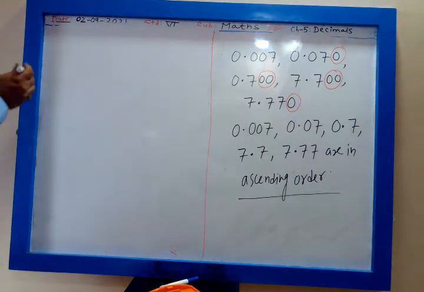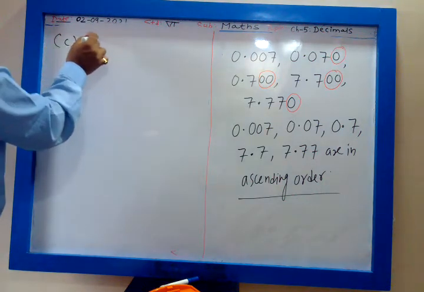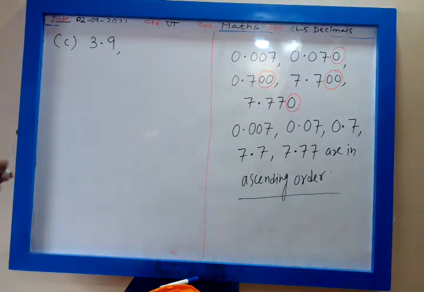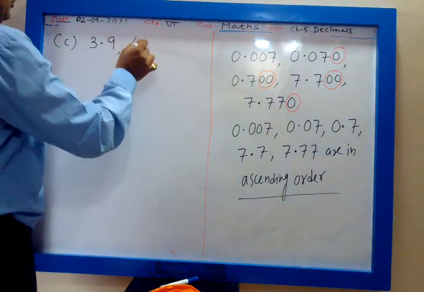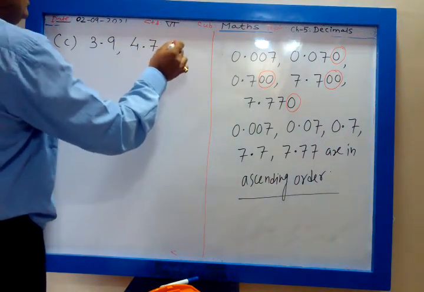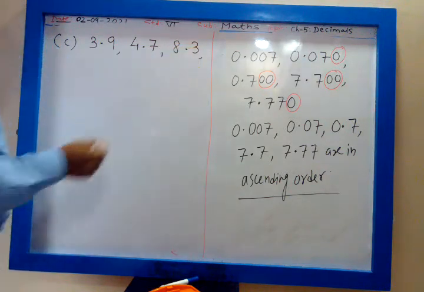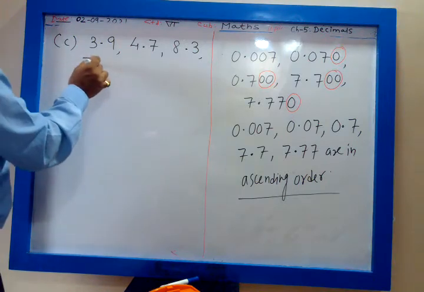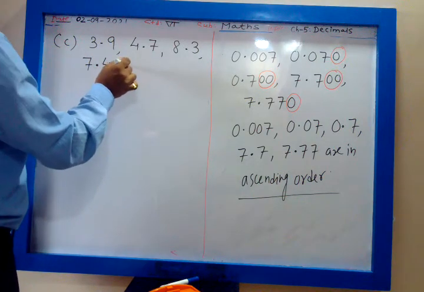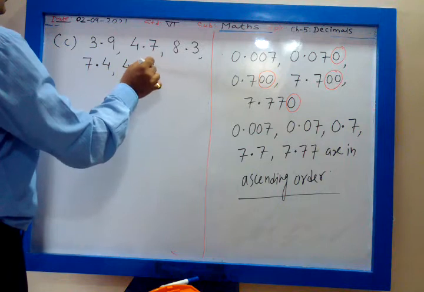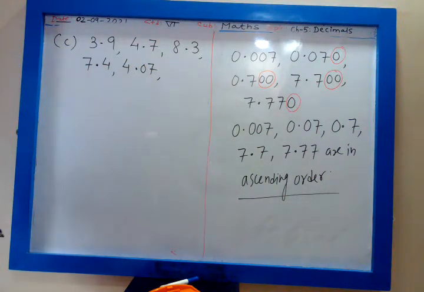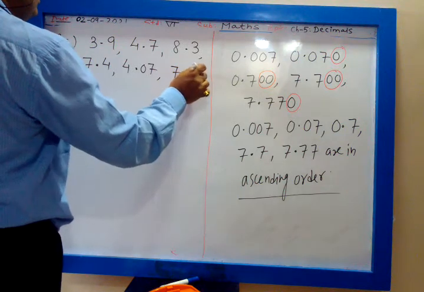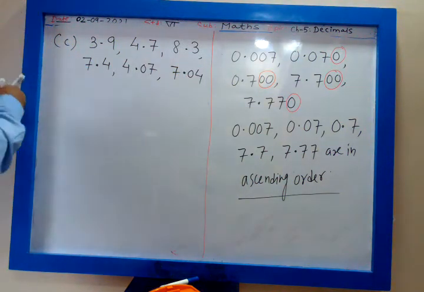Chalo, C part. 3.9, 4.7, 8.3, 7.4, 4.07, 7.04. This is homework, my dear.